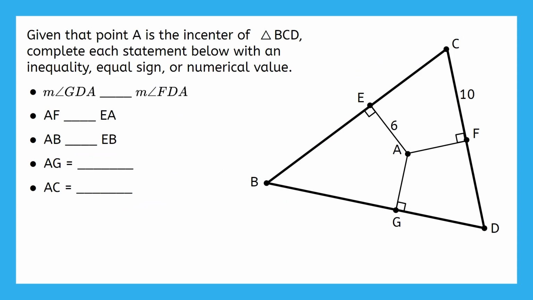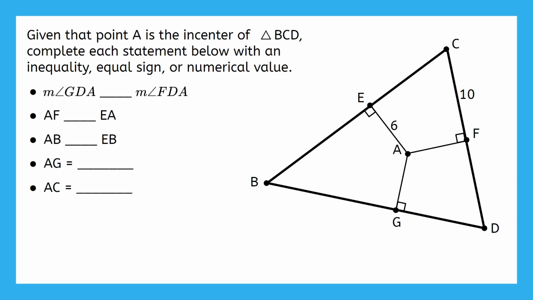This example problem says, given that point A is the incenter of triangle BCD, complete each statement below with an inequality, an equal sign, or a numerical value. So, how is the incenter found? What relationship exists between the incenter and the distance to each side of the triangle? Try doing some labeling on your picture before we worry about filling in the blanks to answer this problem. Mark as many segments and angles as congruent as you can. Pause the video and do this now.